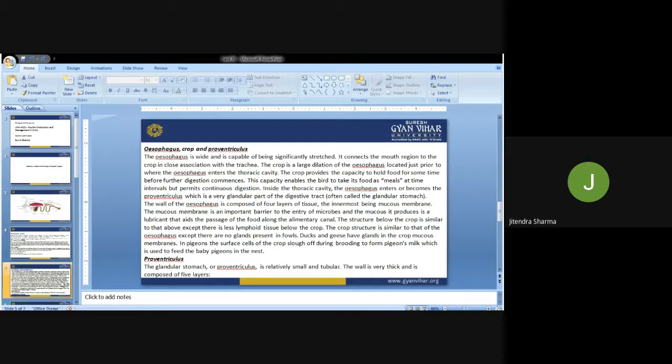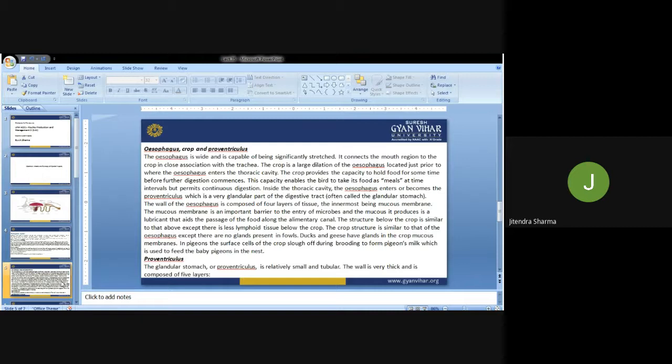It is a very glandular part of the digestive tract, often called the glandular stomach. The wall of the esophagus is composed of four layers of tissue, the innermost being the mucous membrane. The mucous membrane is an important barrier to the entry of microbes, and the mucus produces a lubricant that aids passage of the food along the alimentary canal.